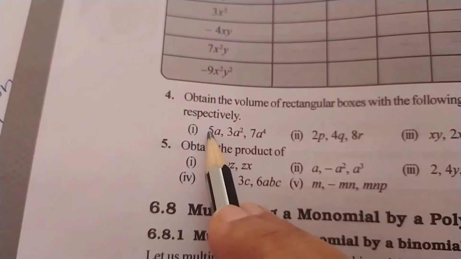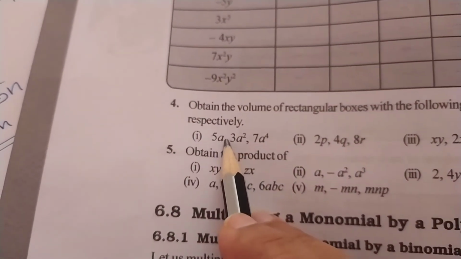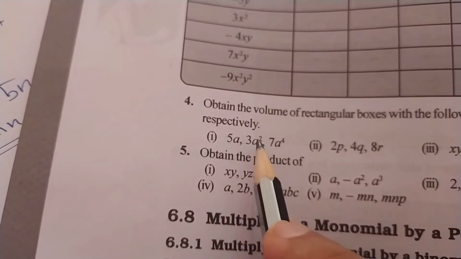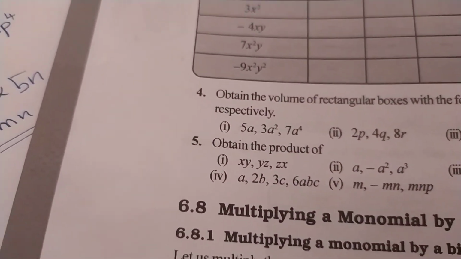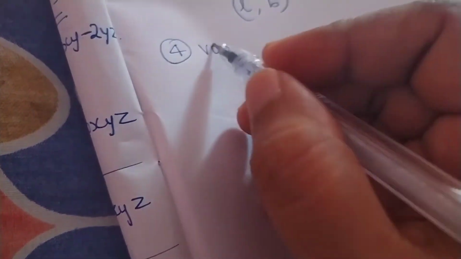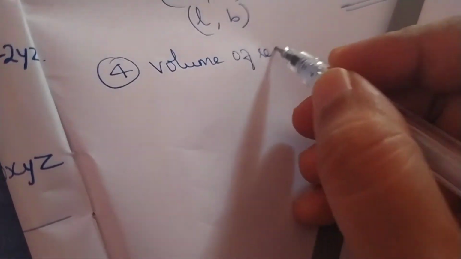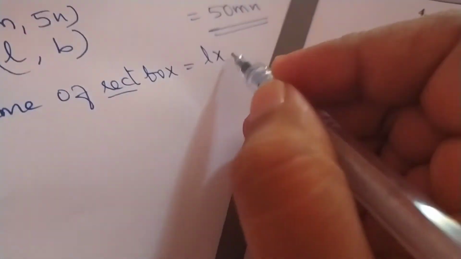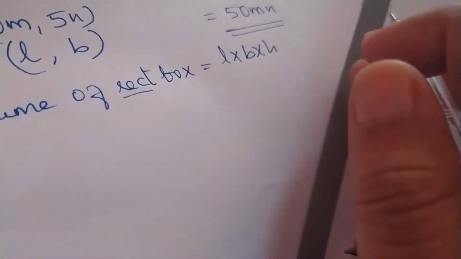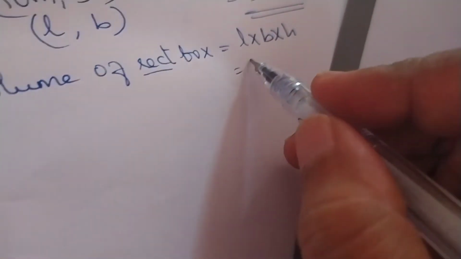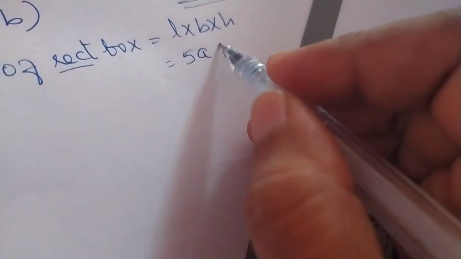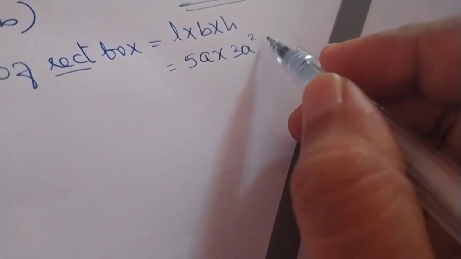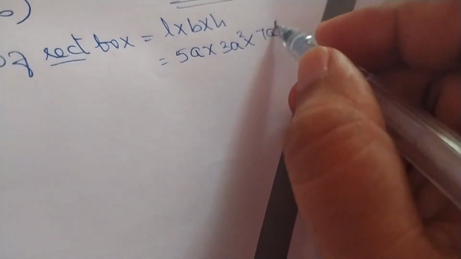In the fourth one, they have asked to find the volume of a rectangular box with 5a, 3a square, 7a power 4. This is also very simple, children. Volume of a rectangular box means it is a cuboid. Volume of a rectangular box is nothing but length into breadth into height. So what is the length they have given? 5a. Breadth 3a square. Height 7a power 4.